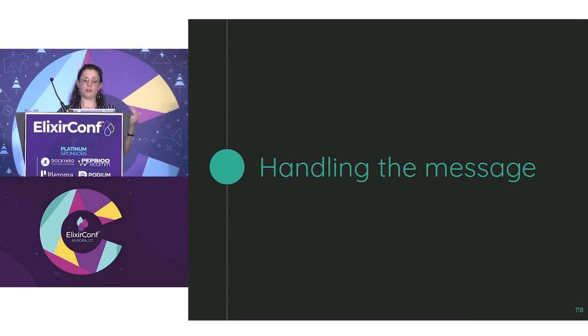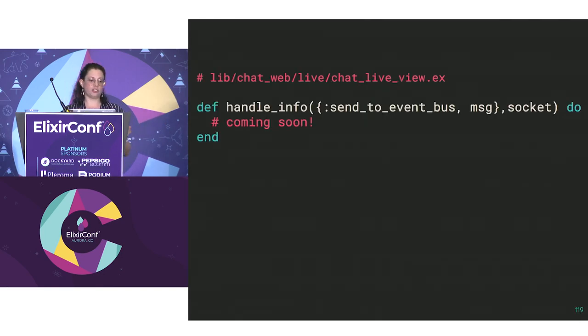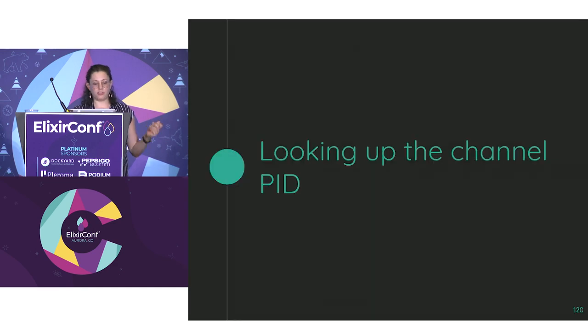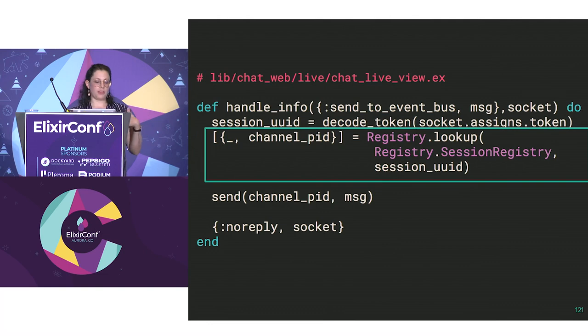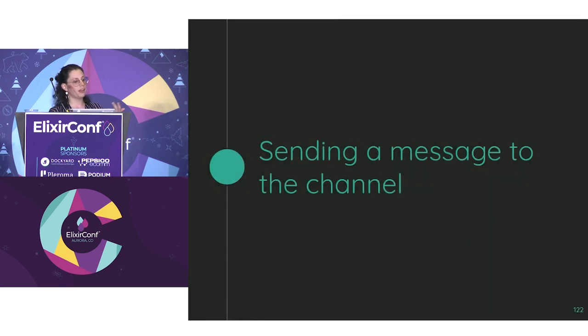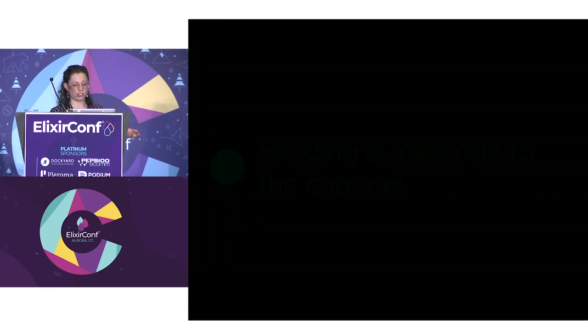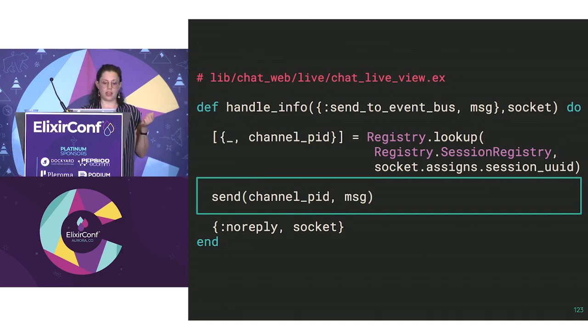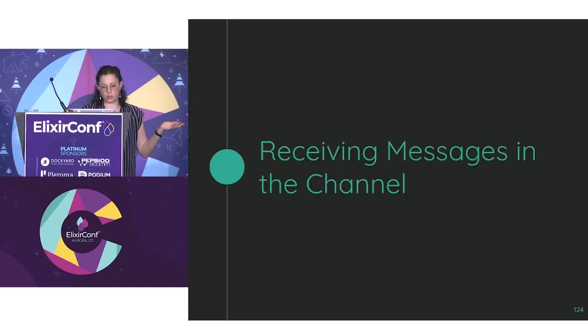We will also teach our LiveViews how to handle that message with another handle_info function. And what are we going to do in this handle_info function? We need to first look up the channel PID in our registry. So assuming that we decode the token from our socket assigns and get our session UUID out of it, we can use a Registry.lookup function to grab the channel PID that's registered under this same UUID. And then we can actually send a message to that channel super easily with another send function, sending to the channel PID some message.